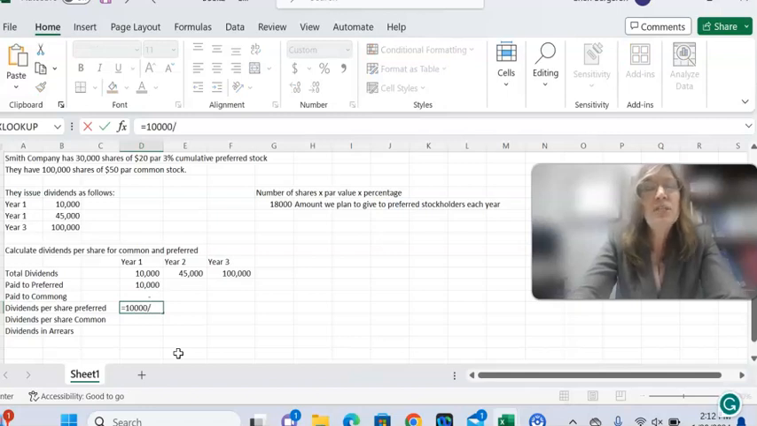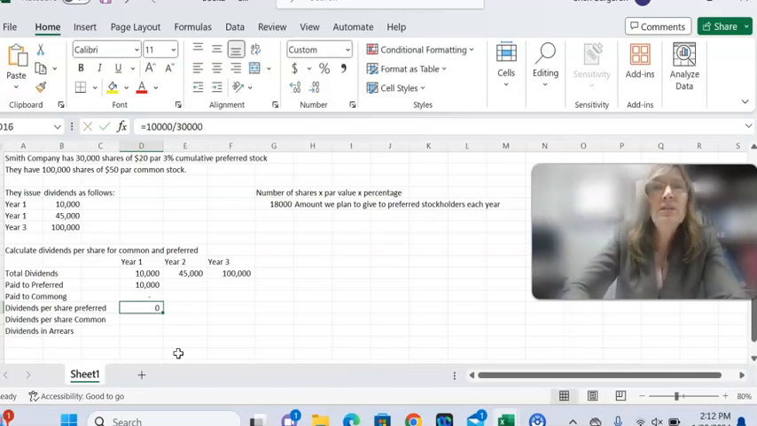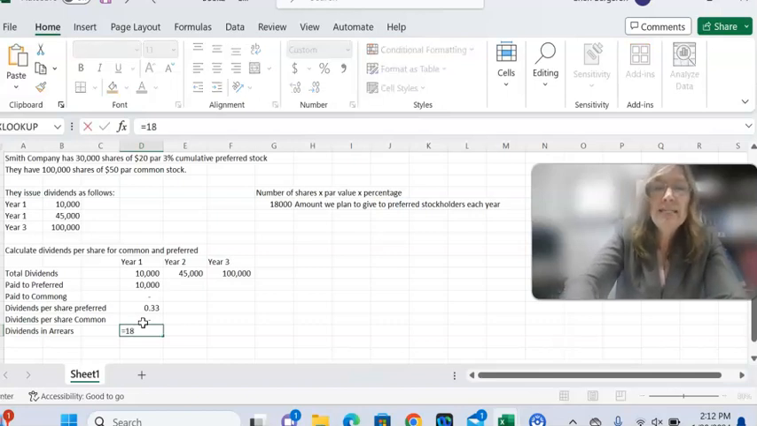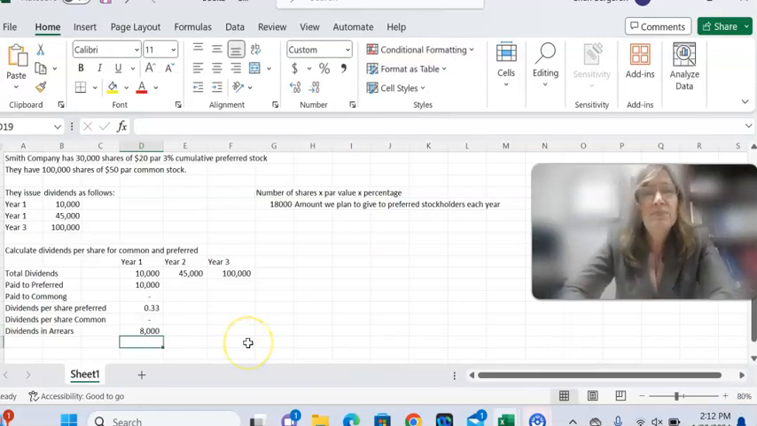To get it per share, we just divide by the total number of preferred shares. The total number of preferred shares is given in that first line as 30,000. So 10,000 divided by 30,000 is, and we need to see some decimals in order to see it, 33 cents. So that's how much they got. There wasn't any left over for the common stockholders, so they got 0 per share. And the dividends in arrears: we wanted to give them 18,000, but we can only give them 10,000. So the dividends in arrears is 18,000 minus 10,000. We still owe them $8,000.